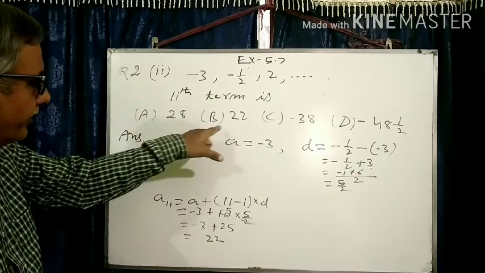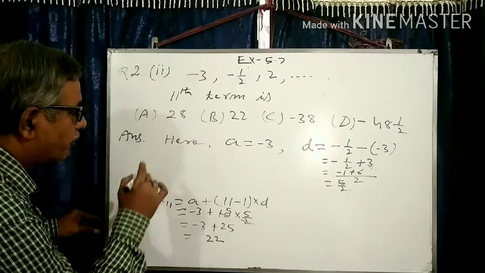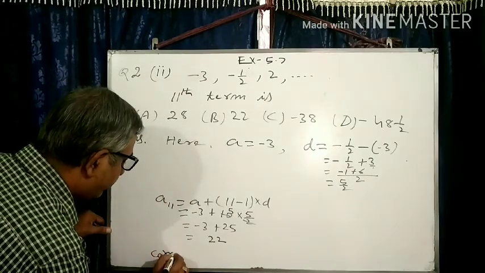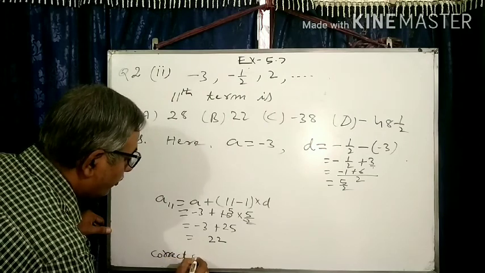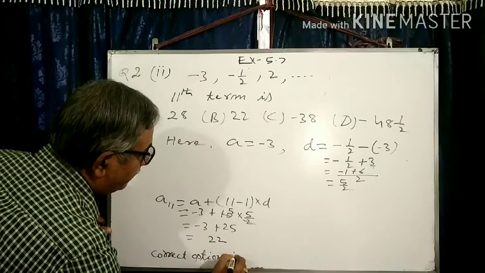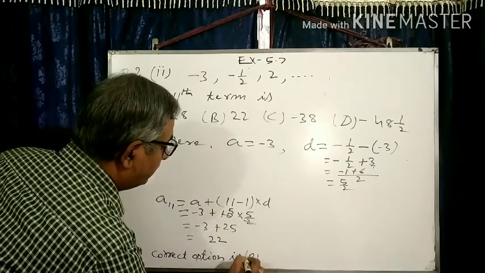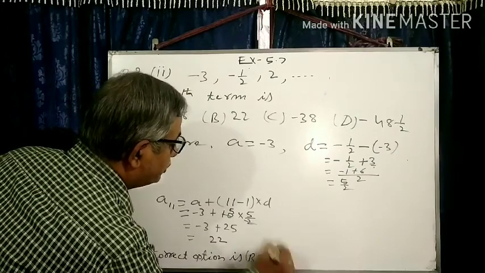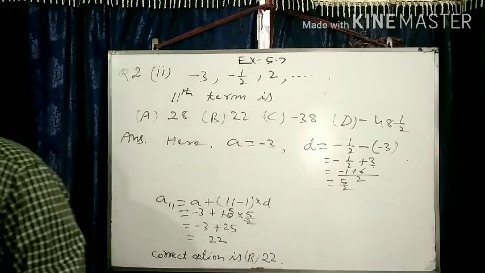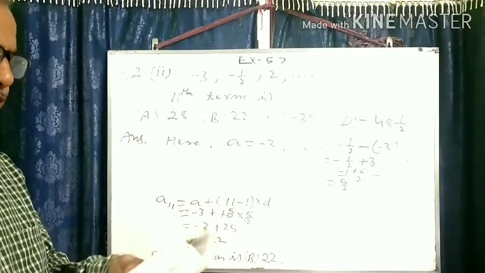You see 22. So in the examination you are supposed to write, correct option is B, 22. Like that you are supposed to do. Now one more question is there that you have to do yourself.